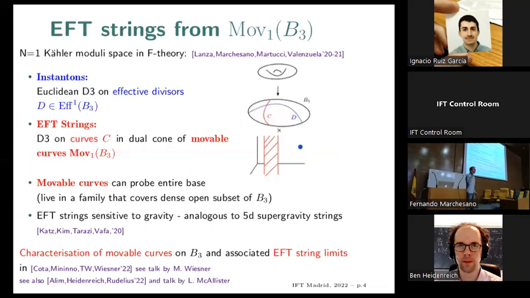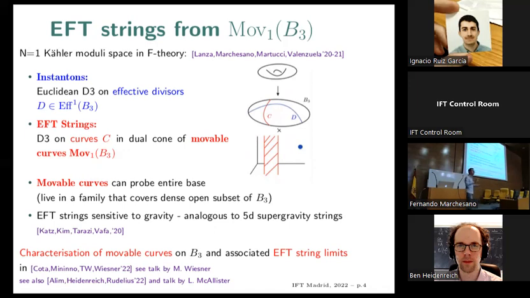Let's now do this concretely for F theory in the Kähler moduli space. I'm looking at a compactification of F theory on an elliptic fourfold over the base B3, a six real dimensional space, to four dimensions. The instantons in question, the most interesting sector for us, are D3 instantons on effective divisors, so four-cycles wrapping the base. The EFT strings are the dual objects: they come from wrapping a D3 brane on a curve C, which gives a string in four dimensions. The curve is dual to the effective divisors.